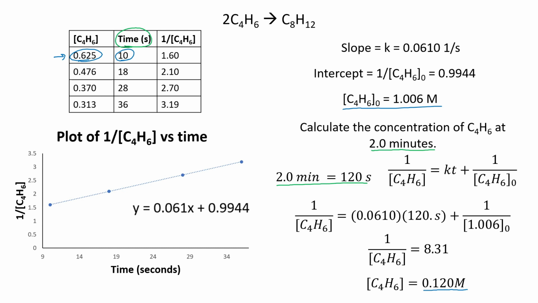Now, does that make sense with the data we have? Well, yes, after 2 minutes or 120 seconds, our concentration ought to be much lower than 0.313, which is where it was at 36 seconds. So in the context of the problem, yes, this calculation does make sense. So you'll notice we can get all of this information simply from a data table with concentration and time data. I hope you found this video helpful, and thanks so much for watching.